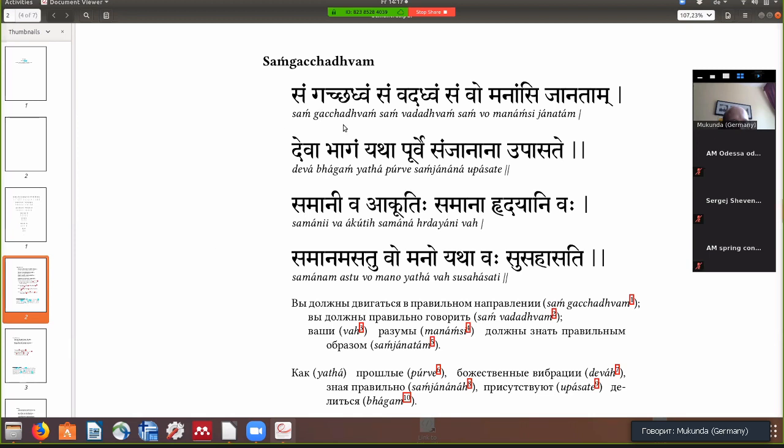So you must move in the proper way, and then you must speak in the proper way. That is the second, Samvadadhvam.